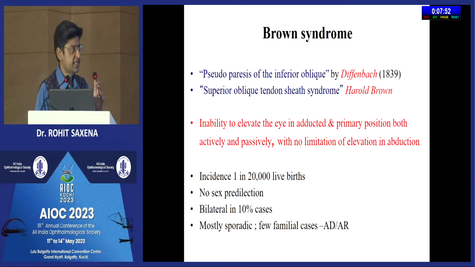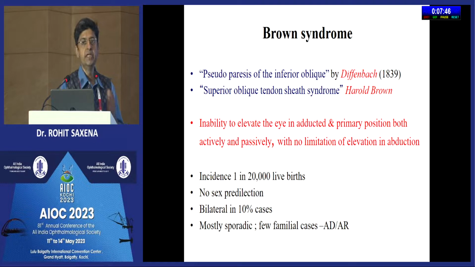So I'll be talking about Brown syndrome. Essentially, well described, it was initially called pseudoparesis of the inferior oblique because the primary problem is the inability of the eye to elevate in adduction, and also superior oblique tendon sheath syndrome because of the absence of the tendon sheath to lengthen, which does not allow the eye to elevate in adduction in primary position.